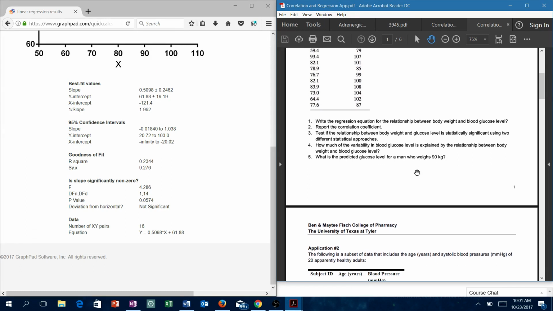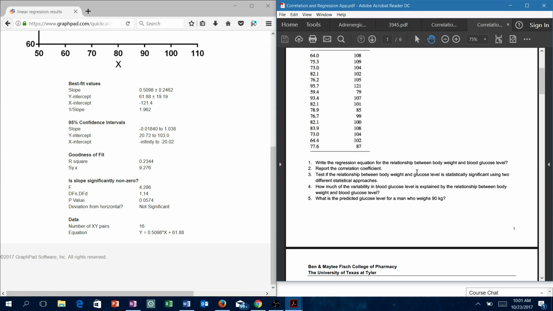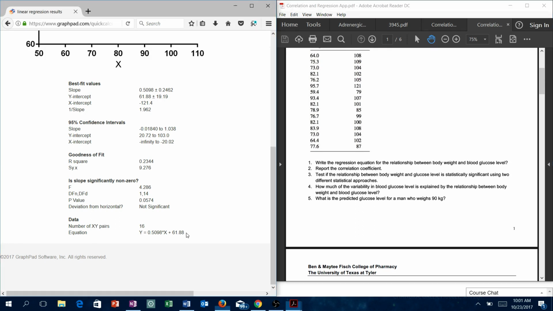What's number 2? The correlation coefficient. And which one is that? R squared. Wait, no, it's the other one. It's the square root of that, yeah. That's right, because that's the coefficient of determination or something.